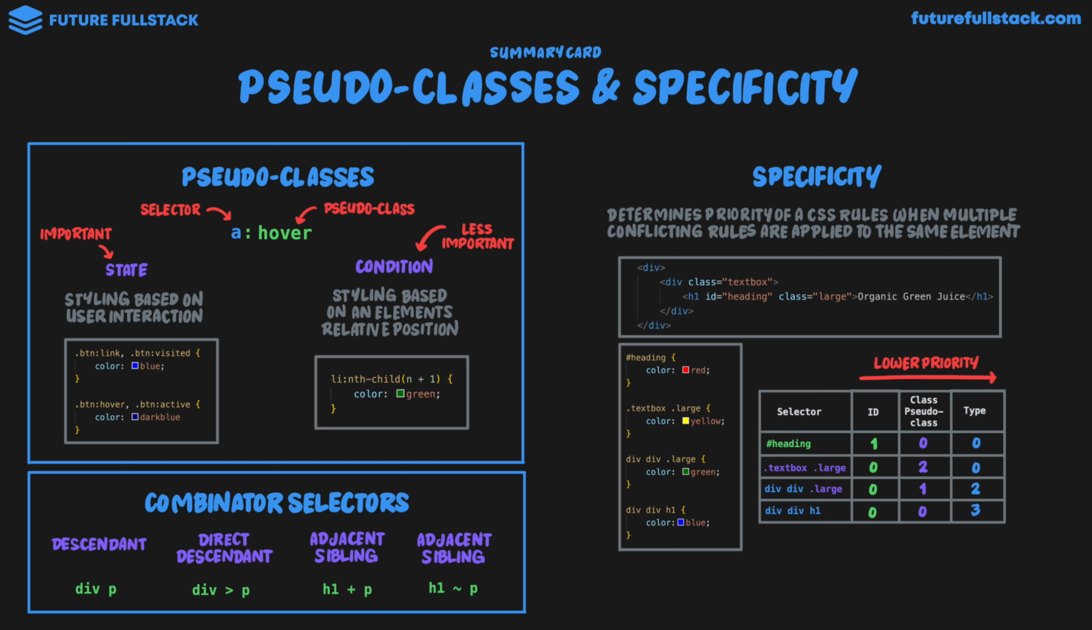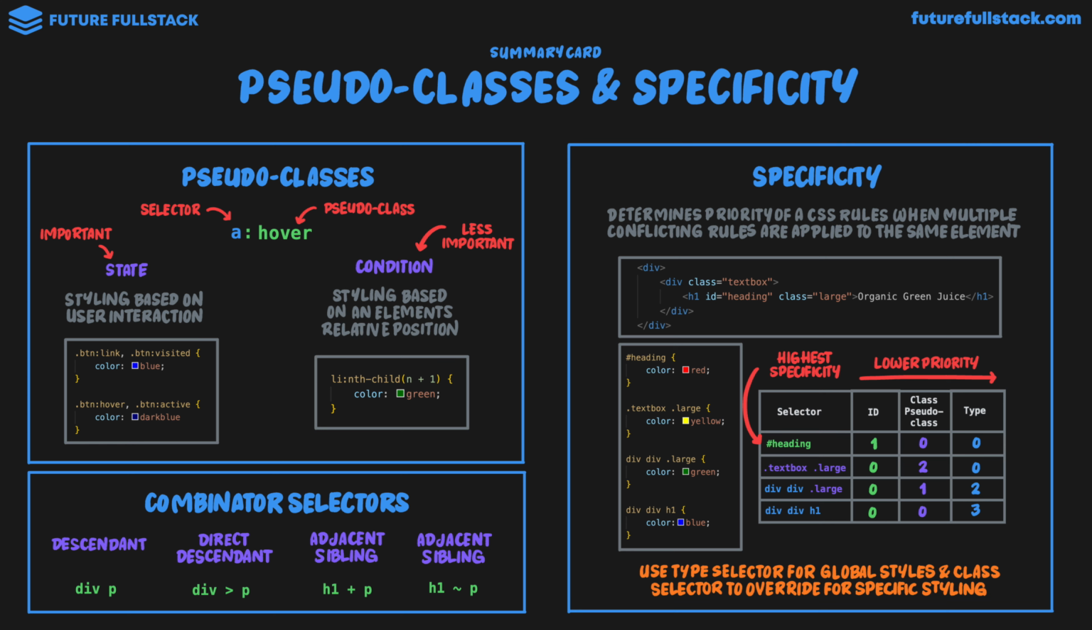And therefore the heading, which is an ID selector, had the highest specificity, as any ID selector is much more specific than a class or pseudoclass or type selector, just like a goal was more important than a draw. The guidance we saw was that we used the type selector for global styles and class selector to override for specific styling.